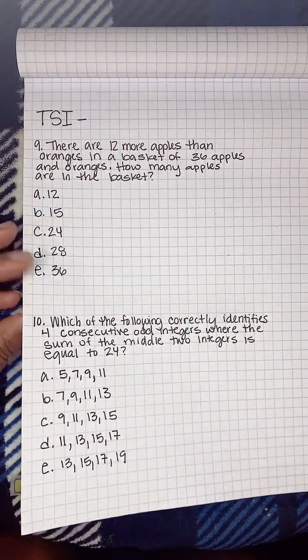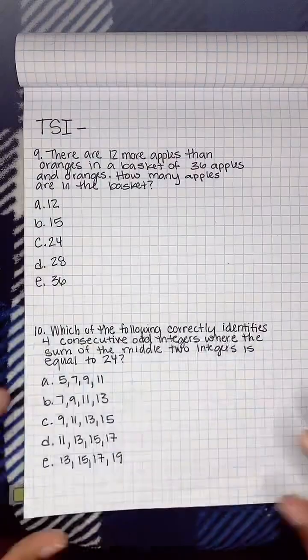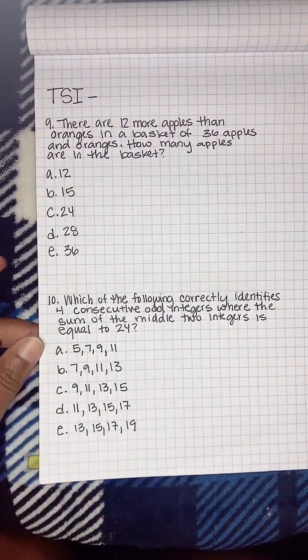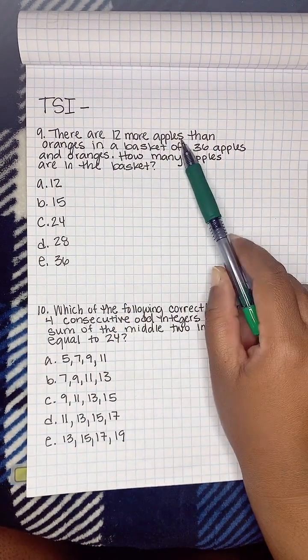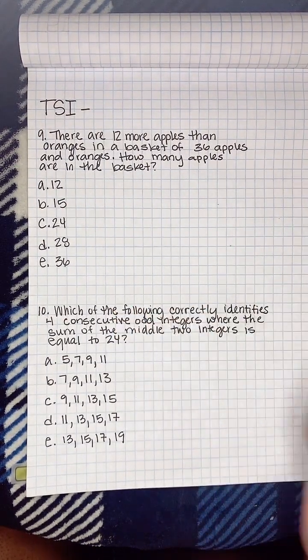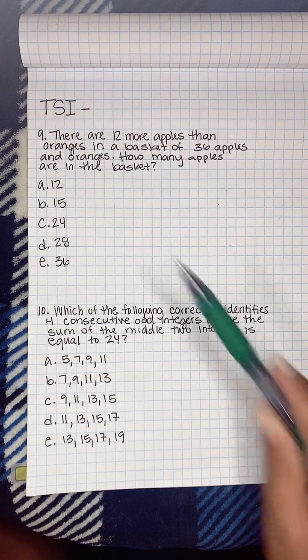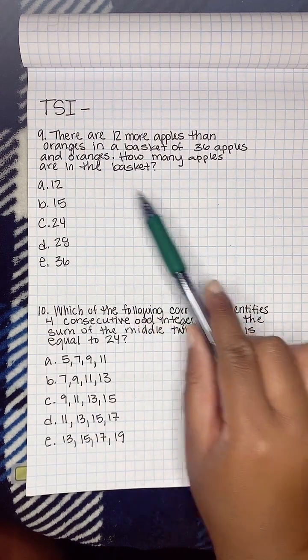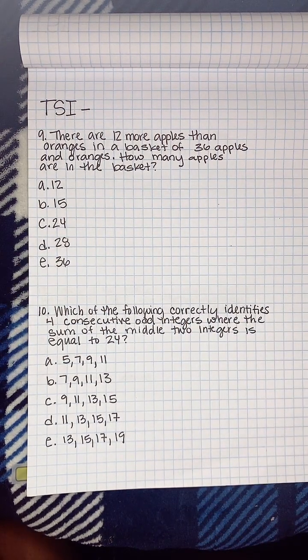And of course, we cannot do this test without some word problems, right? So we got some word problems coming up, y'all. Okay. Number 9. There are 12 more apples than oranges in a basket of 36 apples and oranges. How many apples are there in the basket? Can somebody set this up? How would you set up this problem? Can I see your guys' equation?